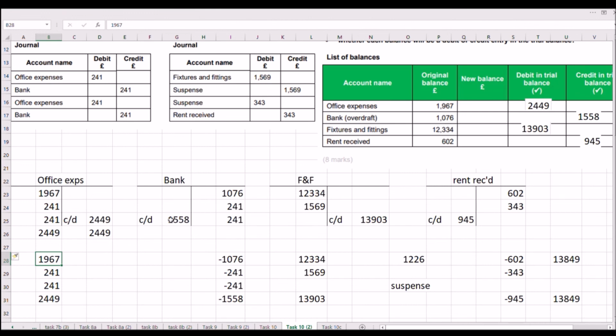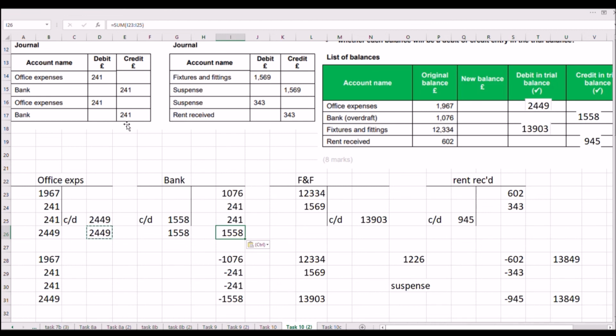I've got a bank one here as well, so there we go, there's the bank one, and it starts off with an overdraft. That's quite good because it sort of forces you to think about money in, money out, rather than debit, credit or anything else like that. So the bank overdraft is money going out, so it's a money out item, which is a credit. So we'll start with the credit figure of 1076.